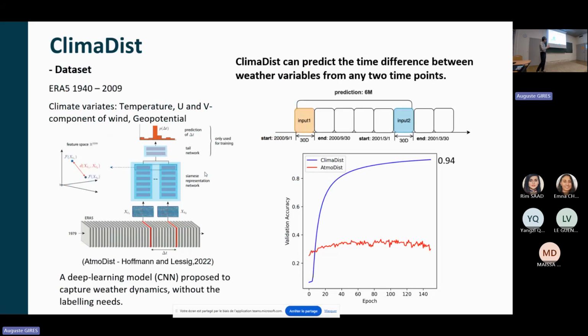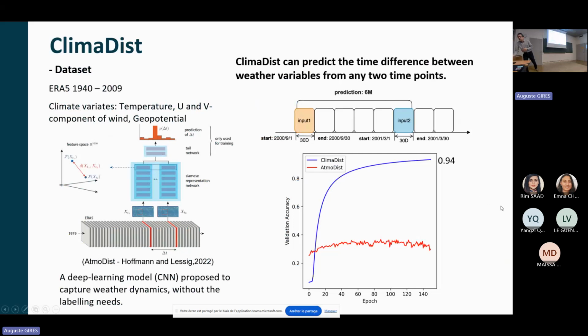So the concept is very simple because it can identify the time difference. We assume the features you extract from this process indicate the climate dynamics, the features that can represent the climate dynamics. So we developed this model and then we trained it, and it can predict very well. You just take any two time steps as input and it will tell you, okay, they are 11 months apart, or they are 6 months apart. It shows very good performance here.